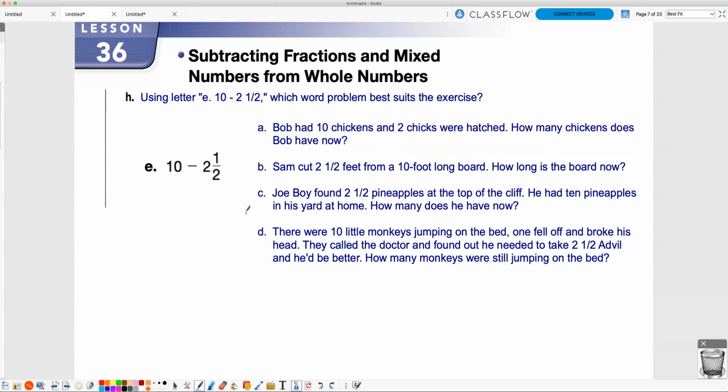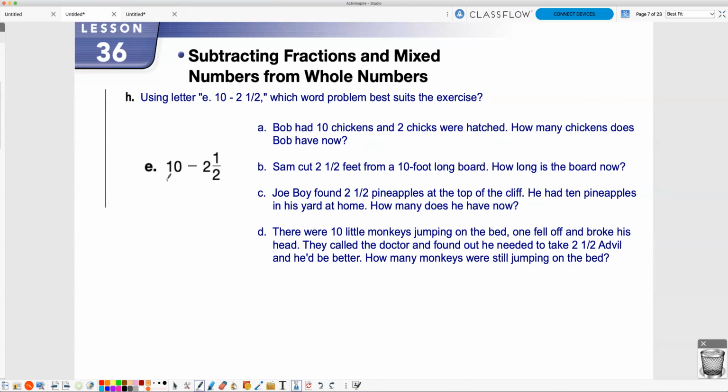Or would it be C? Joe Boy found 2.5 pineapples at the top of the cliff. He had 10 pineapples in his yard at home. How many does he have now? Or would it be D? There were 10 little monkeys jumping on the bed. One fell off and broke his head. They called the doctor and found out he needed to take 2.5 Advil and he'd be better. How many monkeys were still jumping on the bed?